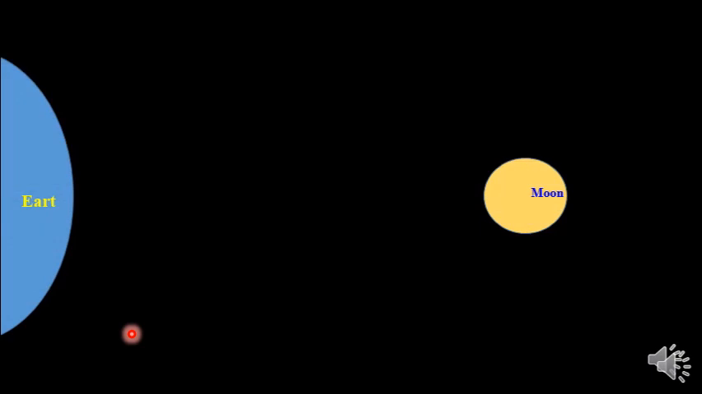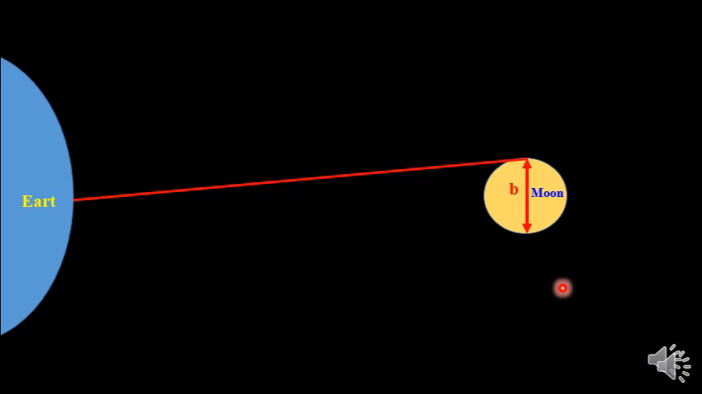Consider the moon and earth as shown. Let the diameter of the moon be b. Now we are observing one side of the moon from the earth. Again, we are observing the other diametrically opposite side of the moon from the same place on the earth. Theta is the angle between the two observations. Let d be the distance from the earth to the moon.